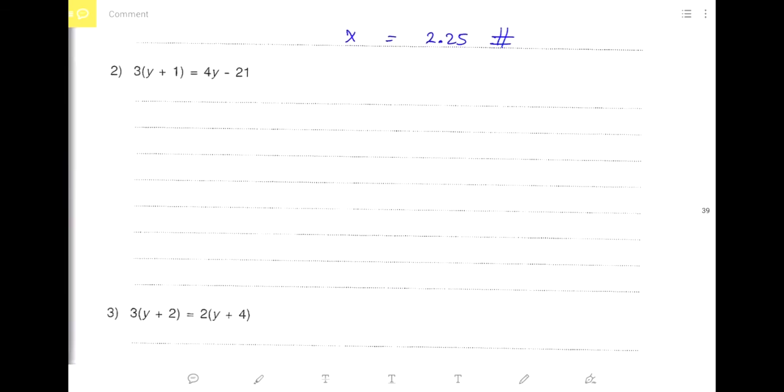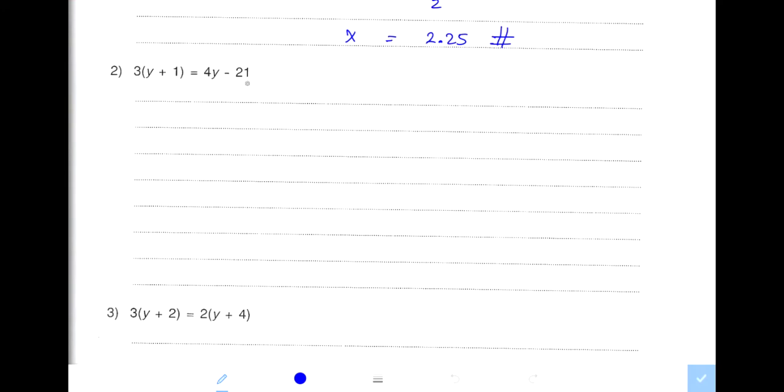Okay, next problem. Like this one. Let me see. Because we have many terms here, we cannot just move this number 3 to divide, right? So for this one, the option is to multiply inside. So multiply inside: 3 times y plus 1 is equal to 4y minus 21. I'm going to multiply number 3 there.